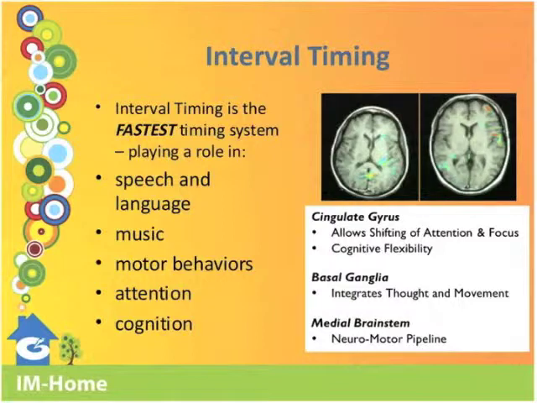That allows shifting of attention and focus, and it also allows cognitive flexibility. So if you know someone who is very inflexible, always a rule follower, always legalistic that way, that may have something to do with the cingulate gyrus. The basal ganglia also lights up when you do IM. That integrates thought and movement.